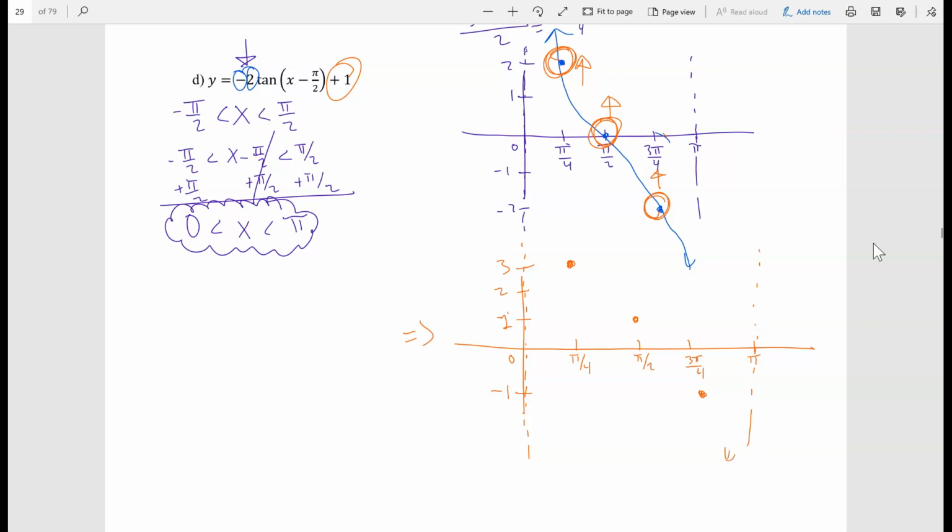Okay, so when I graph it, it's going to look something like this. I'm terrible at drawing. Okay, that's basically what it looks like. As long as you can give me these key points and then the graph with the shifting, you should be okay.